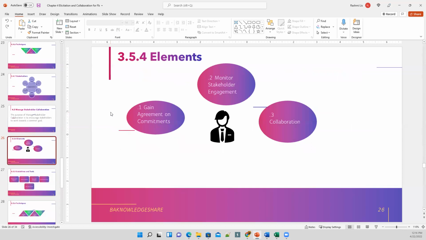In this case, Amanda would gain agreement on commitments, monitor stakeholder engagement, and collaborate with the stakeholders. So collaboration is an important element of this part. Stakeholders are more likely to support change if business analysts collaborate with them and encourage free flow of information, ideas, and innovation. So this is one of the underlying competencies of a business analyst, to allow that opportunity for the stakeholders to collaborate, to bring in ideas, to bring in thoughts, and allow that bi-directional communication between stakeholders.